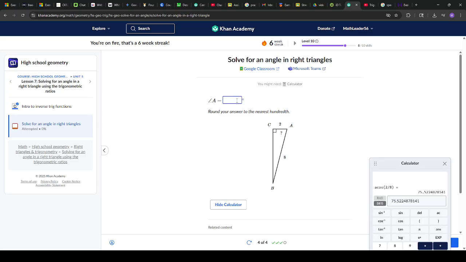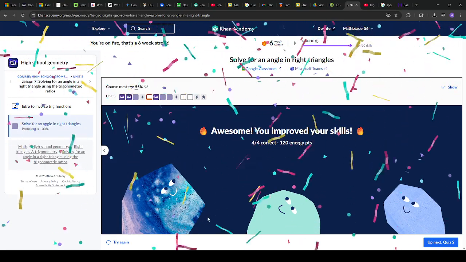We have 75.52. And there you have it. That's how to solve for an angle in a right triangle.